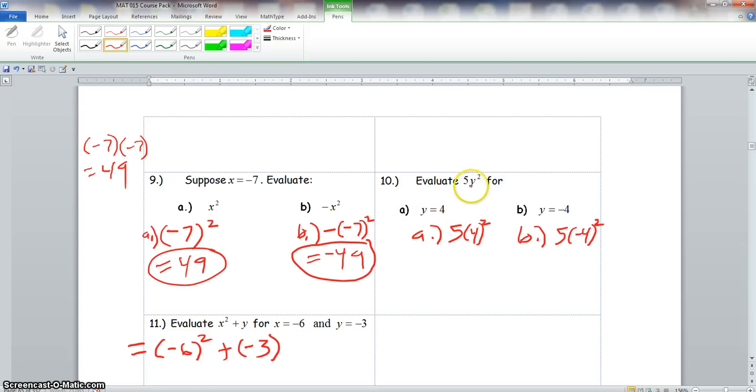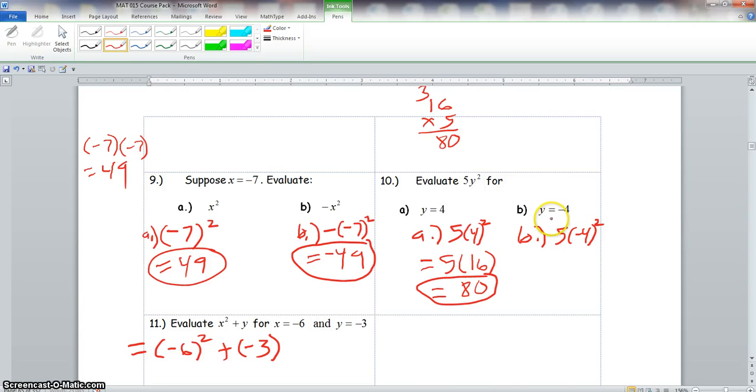We substitute in 4 for y. So now we have multiplication and we have an exponent. We know we do the exponent first. So it'd be 5 times 4 to the second power, which is 16. 5 times 16 will give us 80. Now if you need to see it, I could write it up here. 16 times 5. 5 times 6 is 30. Carry your 3. 5 times 1 is 5 plus 3 is 8. So we have 80.